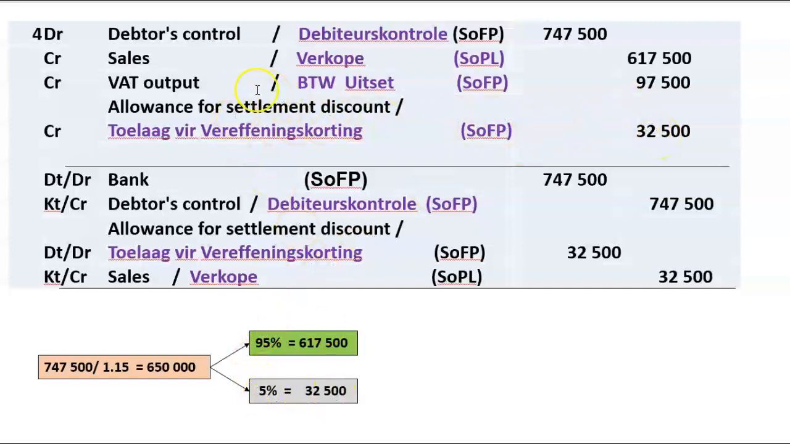Settlement has taken place, so this account becomes redundant. We have to take it out of our books. So we know that we have to debit that account with 32,500. And where is the counter leg going to go to? The counter leg is going to be our rectification of our sales amount. So we're going to credit sales. If we credit sales, what is our sales amount going to be reflected at in our trial balance? It's going to be 617,500 plus 32,500. If I add the two together, it will give me 650,000, which equals the VAT exclusive amount of the invoice, which is correct. So I'm a happy chappy.